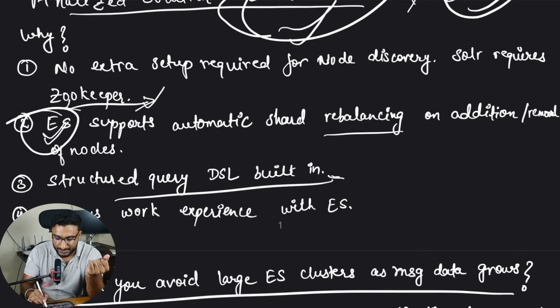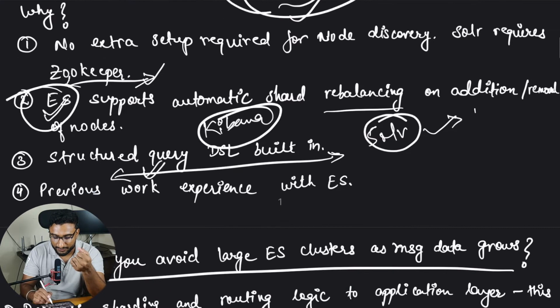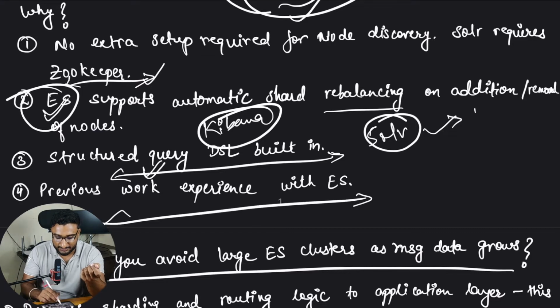Structured query DSL is built in. In the case of Solr, you will have to use another library for programmatic access, but in the case of Elasticsearch, you can use the Kibana console to query the data which is indexed on your Elasticsearch cluster. Previous work experience could be another reason: if you already have working experience in a technology and it also meets your requirements, then you can go ahead and use that.